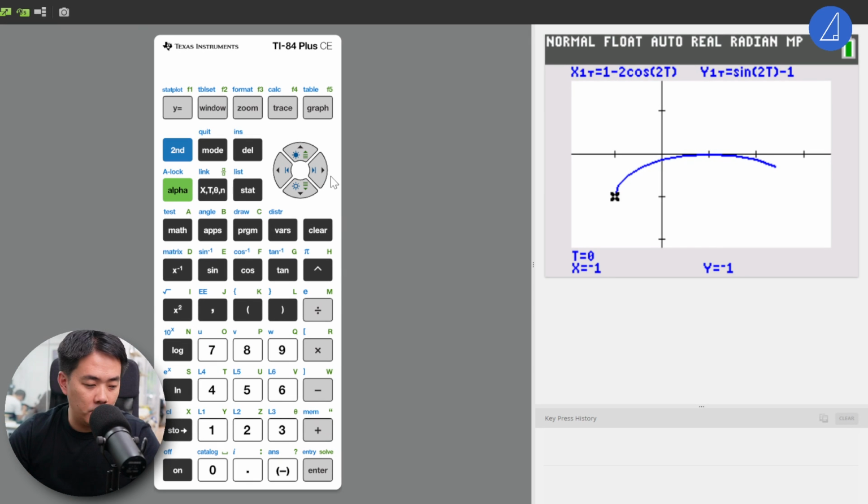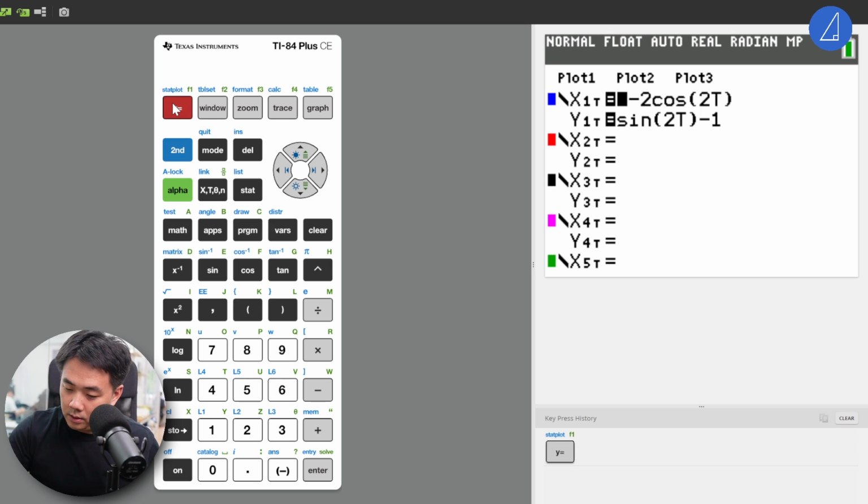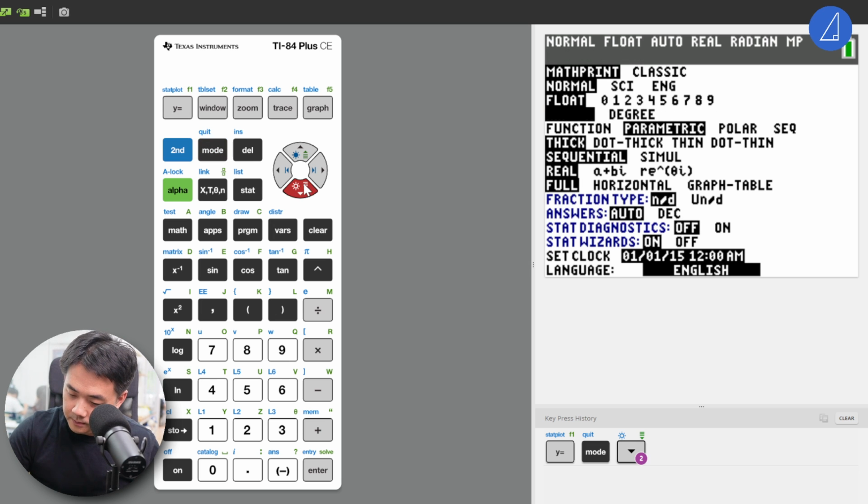The other thing is, understand there's a VA, the vertical asymptote. The vertical asymptote here is x minus 2 equals 0, so it's x equals 2. So I'm going to plot this in the GC here. This is parametric mode, change the function.